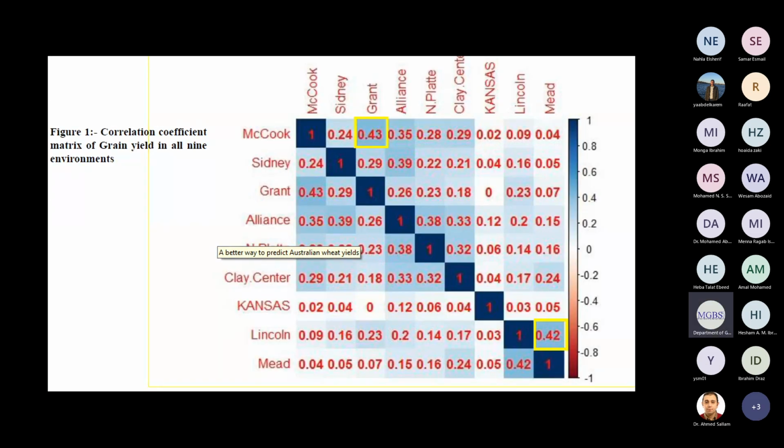This is the correlation matrix for grain yield among the 9 locations. As you see here, the darker it becomes, the more significant it is. So we don't have high correlation numbers. Maybe the highest correlation is between Grant and Sydney, McCook, and between Mead and Lincoln. But otherwise, as you see here, there is very weak significant correlation in grain yield among the environments.